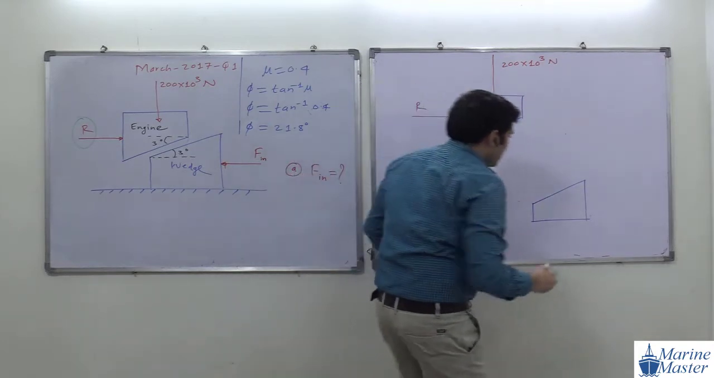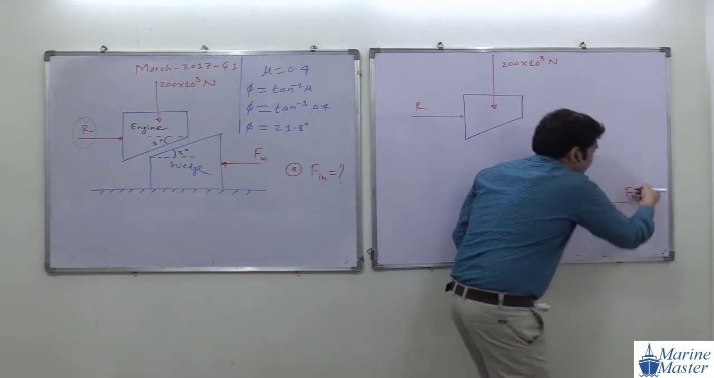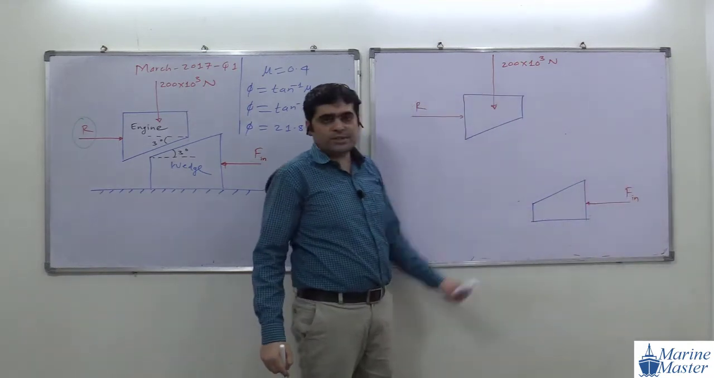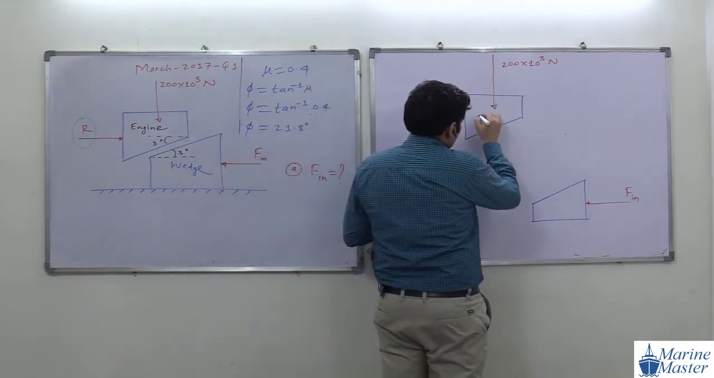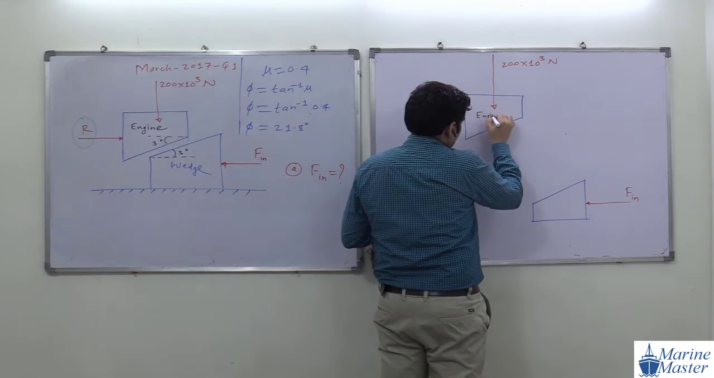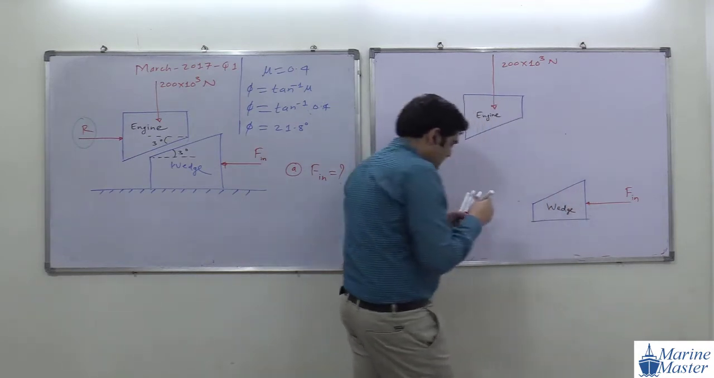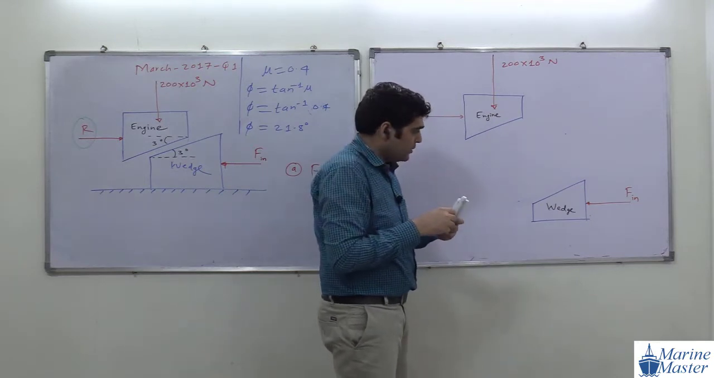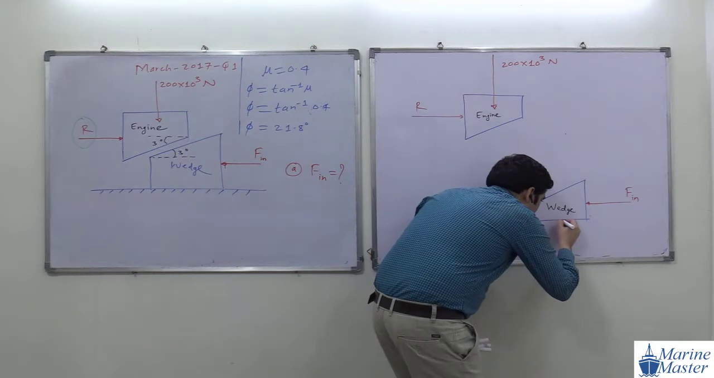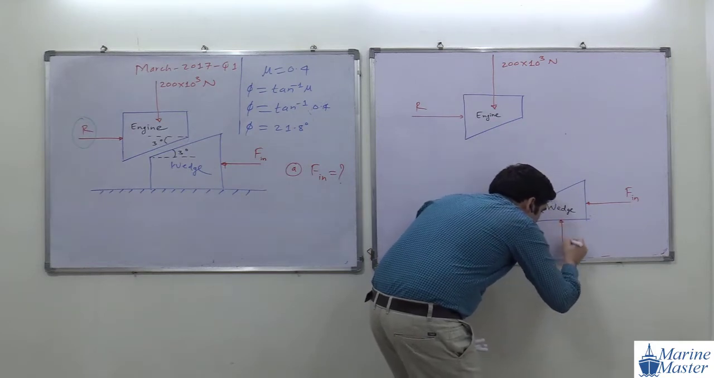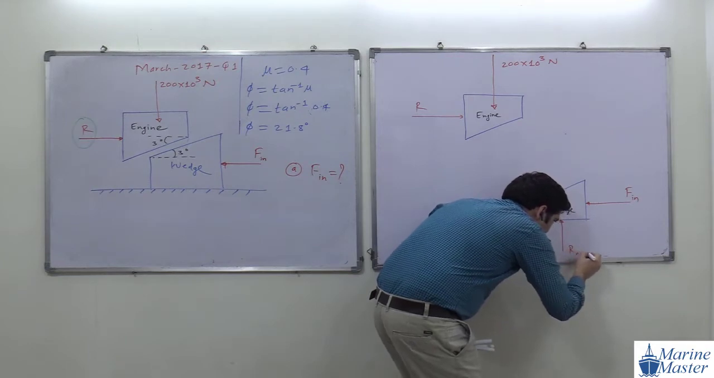Then there will be R here, and a force F in. That is our target. We have to find out force F in. Now this is our engine part, and this is our wedge. See the point here, everyone. Try to be attentive. So now here there will be a normal reaction, which we will call Rn2.